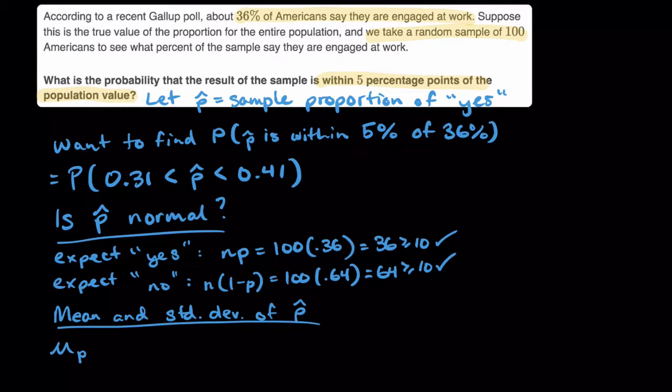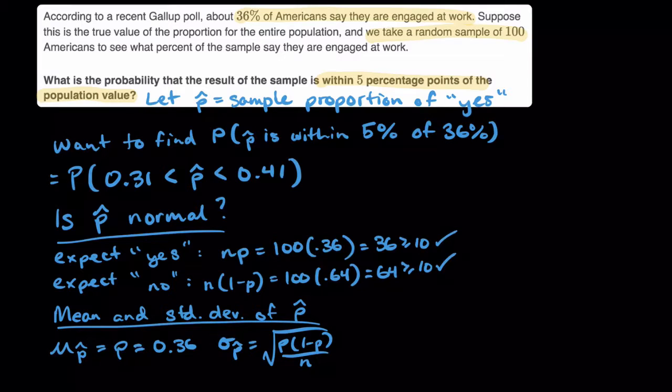And the mean of p hat, on average, our p hat is just going to be p, the population proportion, which for us is 36% in this problem, which should make sense. If I take a sample of 100 people, on average, it should be 36% saying they're engaged at work. But every sample is going to be a little bit different, and our standard deviation gives us an idea of how much each sample will vary. And the formula for the standard deviation of p hat is p times 1 minus p, all divided by n. We need that square rooted.